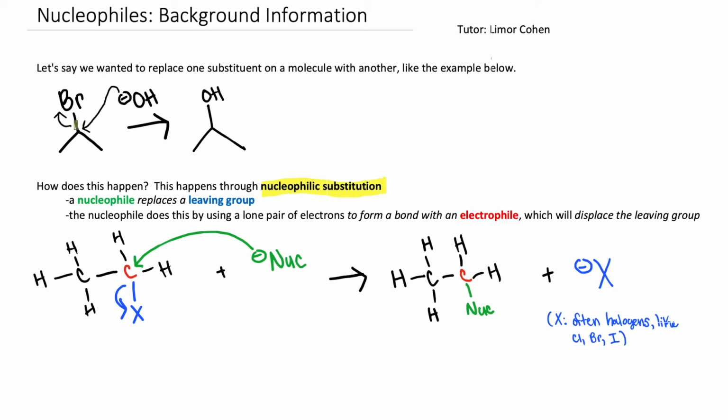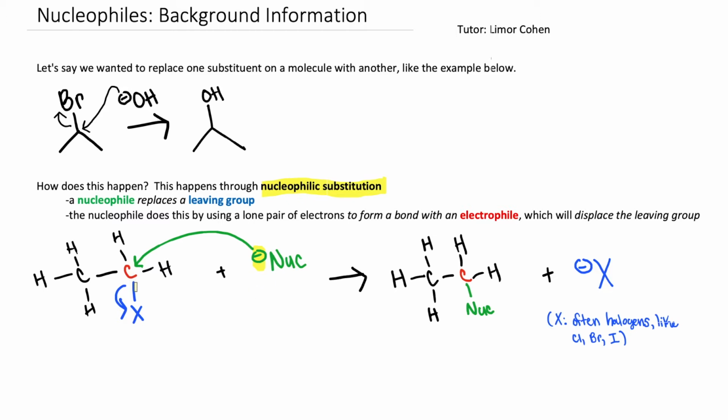So let's look more into that. Since our nucleophile uses electrons to form a bond with our electrophile, nucleophiles are typically very rich in electrons, meaning good nucleophiles have negative charges, since a negative charge represents an excess of electrons that could be used to form a bond with another atom.